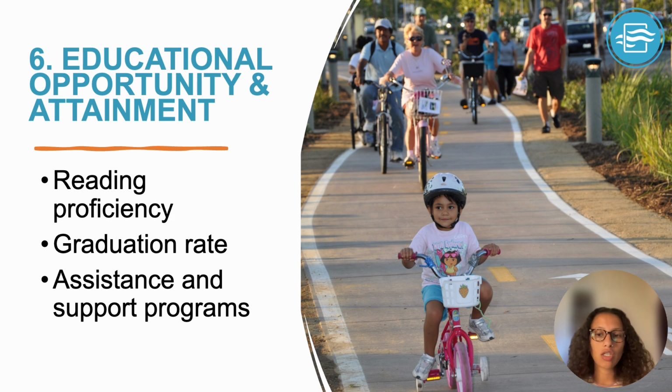Option 2, graduation rate, requires a 90% average 4-year adjusted cohort high school graduation rate for all students in all public schools when broken down by racial, ethnic groups, gender, and low-income categories. And option 3, assistance and support programs, requires local governments to meet any 3 of the strategies listed in the guide. One example strategy is providing no-cost full-day kindergarten for low and moderate income students.